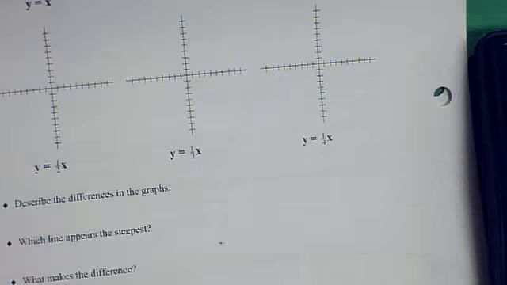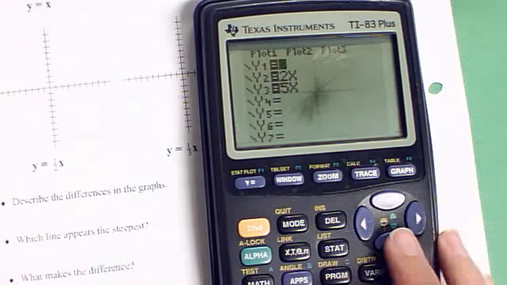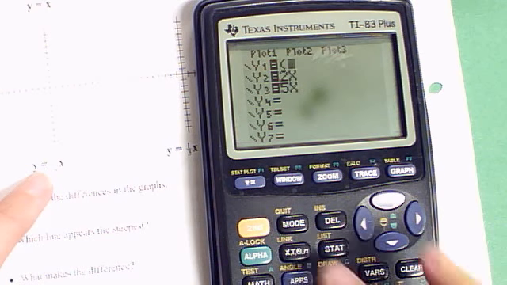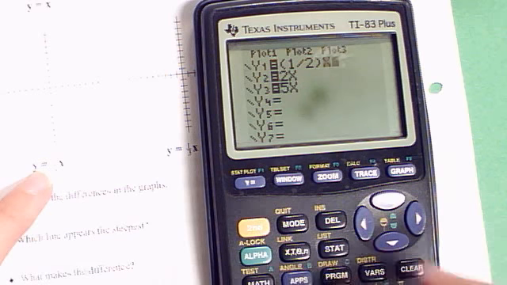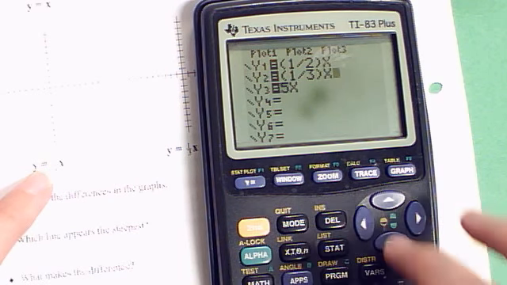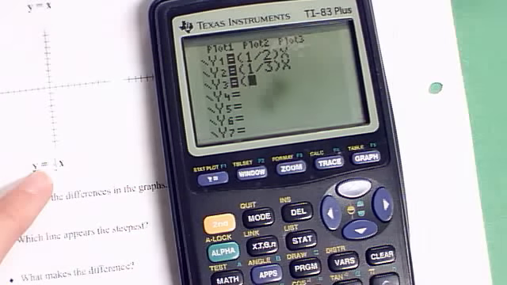The next line asks me to do some fractions. So if I do that, I want to be sure I put those in parentheses. I'm going to do 1/2 x, 1/3 x, and that last one is 1/4 x.